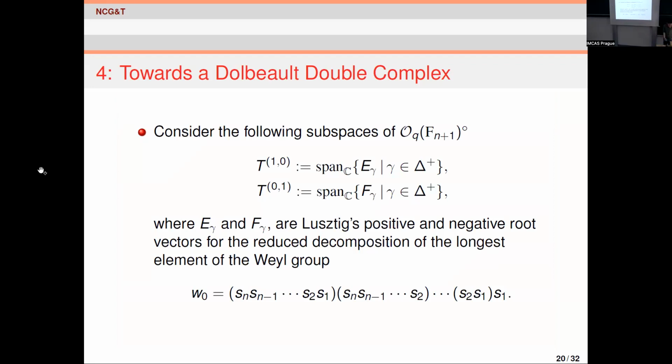So what I did with Petra over the last number of years was to define these quantum tangent spaces. I realize I started off with differential calculi, noncommutative de Rham complexes, and now we've gone into representation theory. We'll go back in a second. We're going to construct our differential calculi from these. You've got your positive and negative root vectors. You define those to be T10 and T01, to suggest that they're the tangent spaces of the holomorphic and anti-holomorphic part of the calculus that we hope to construct, where these are Lusztig's positive and negative root vectors.